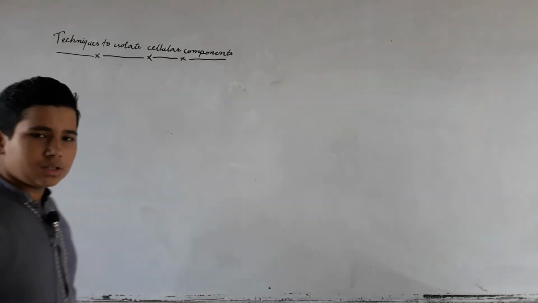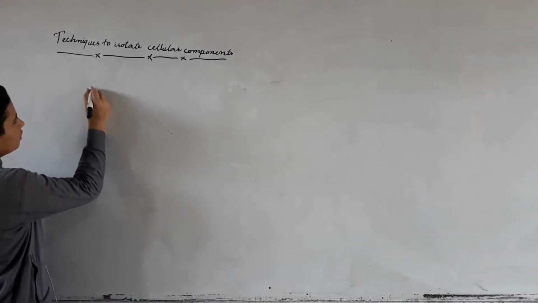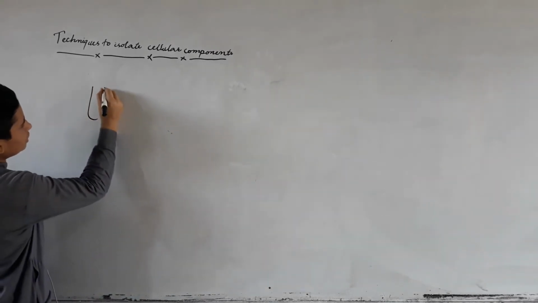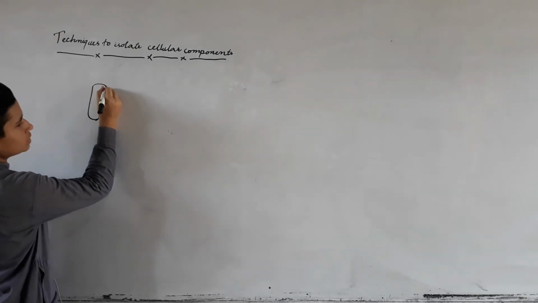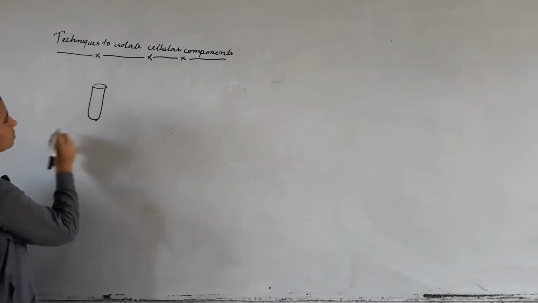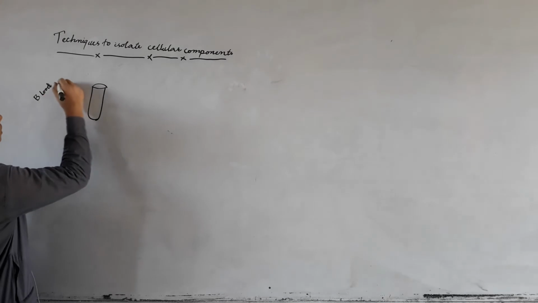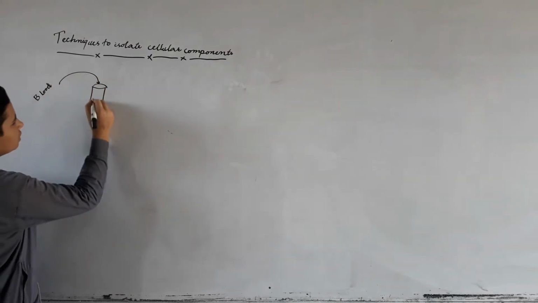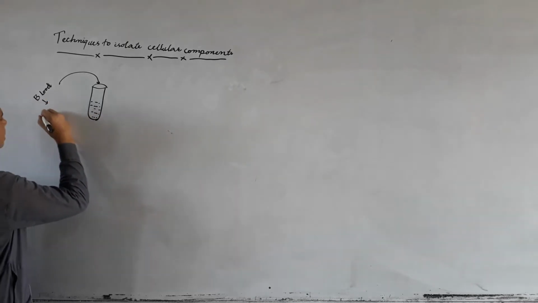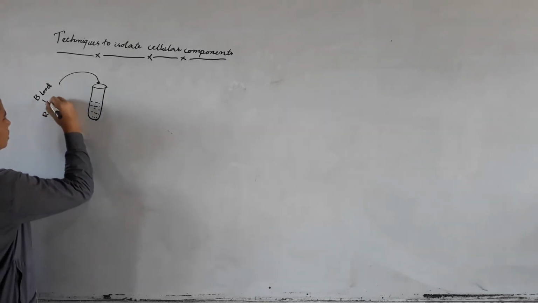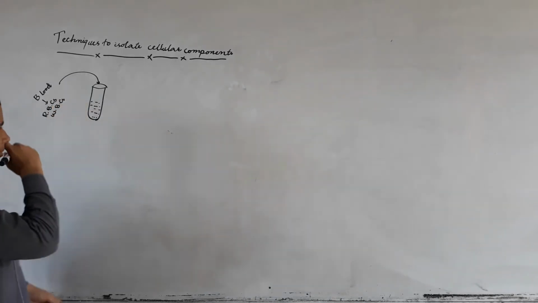First of all, this experiment is done as follows. We put blood into a bottle. This is a bottle. Blood contains both RBCs and WBCs.